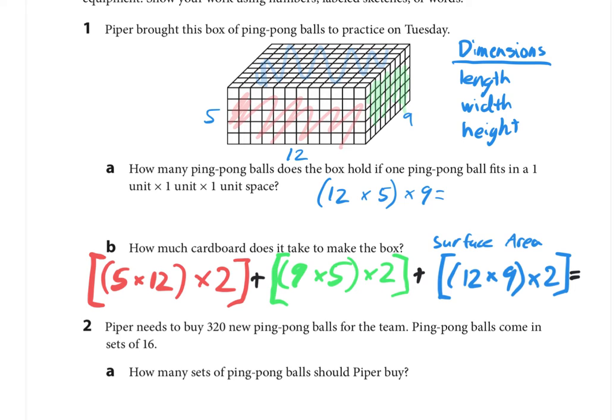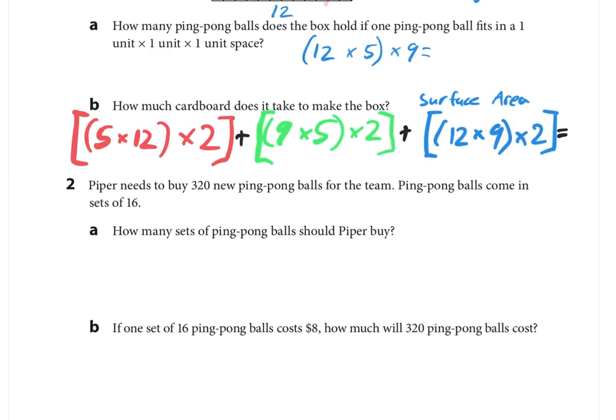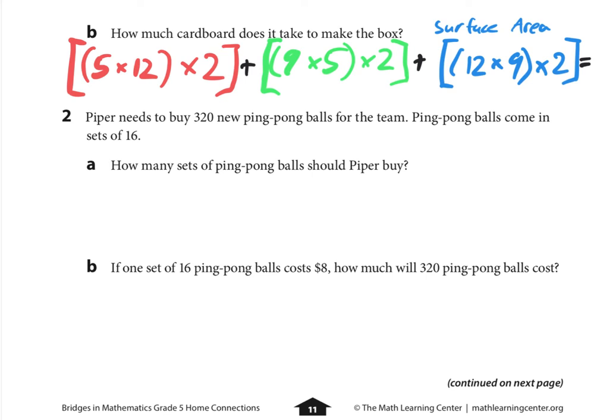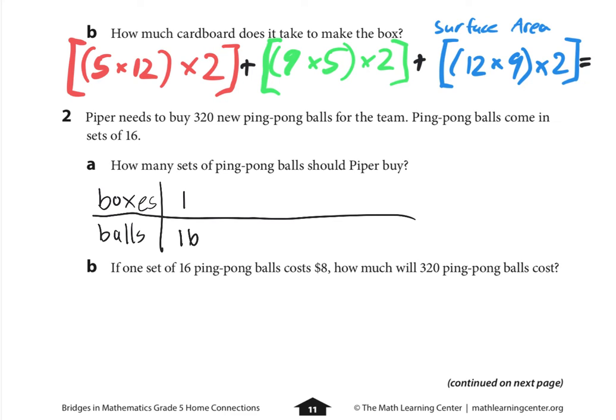Okay, moving on now. We're going to look at number 2, which is about how many boxes of ping pong balls do we need to buy. So to solve this, I'm going to make a ratio table. And one box, it says, has 16 balls in it. And I need to get to 320 balls. So how many boxes do I need?